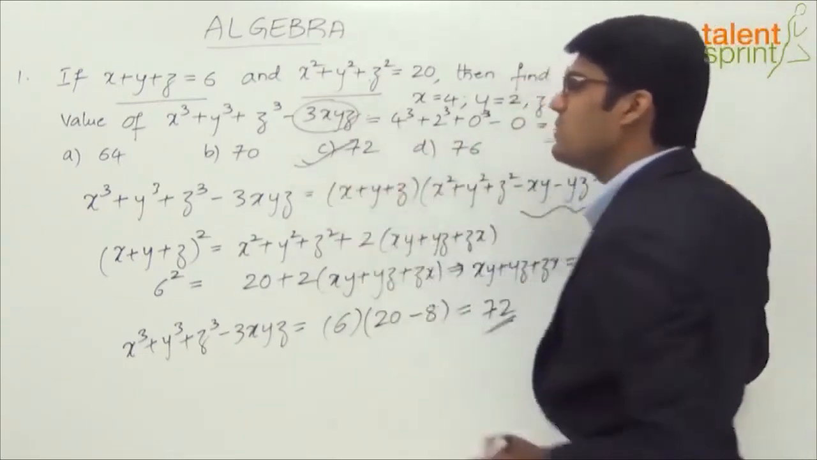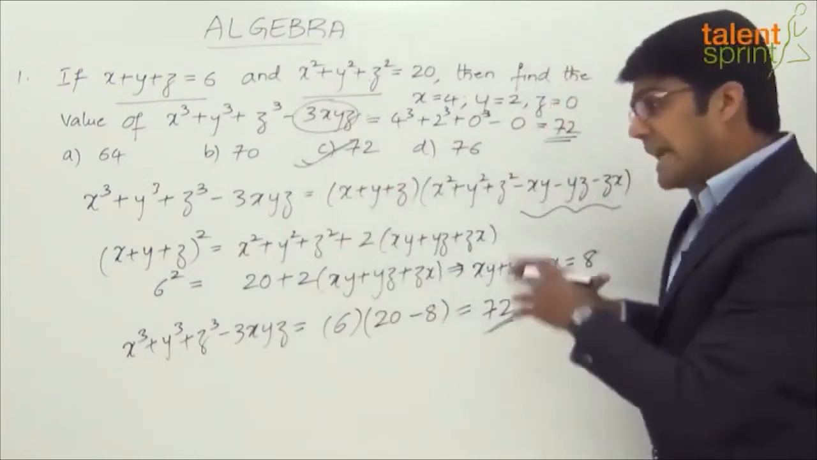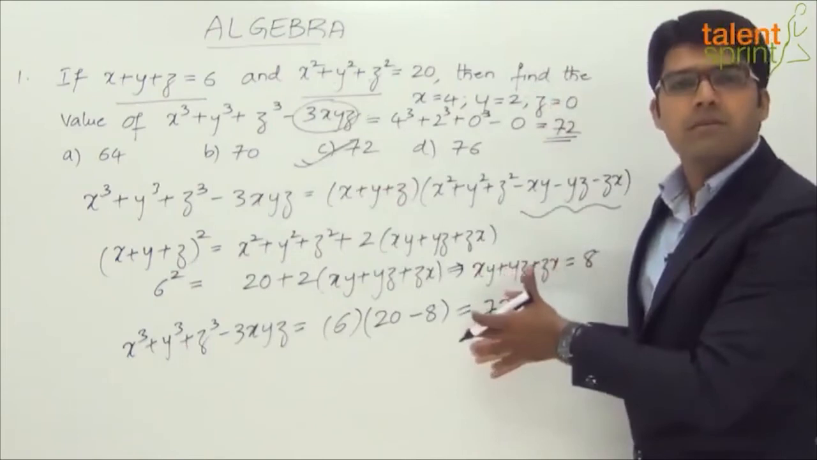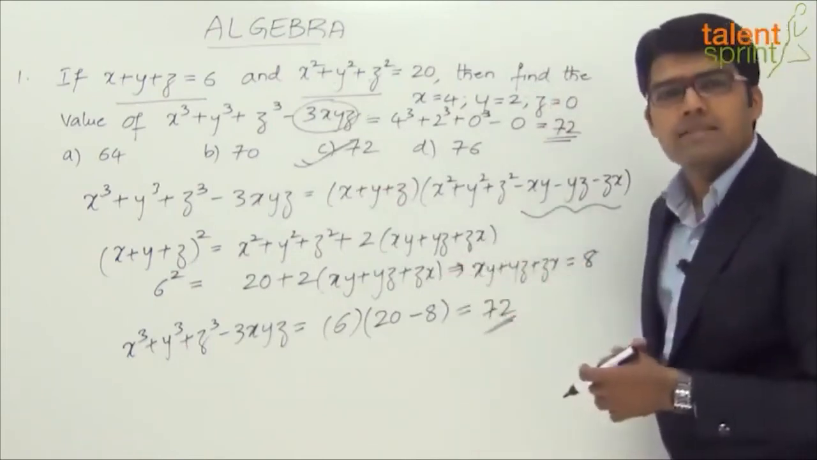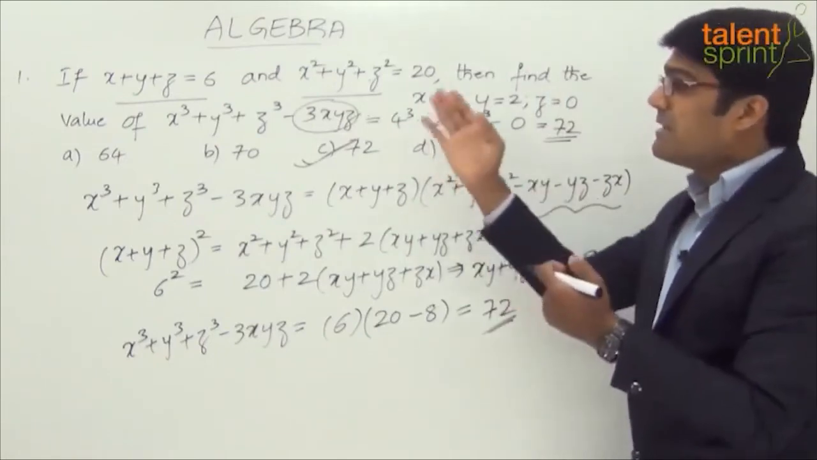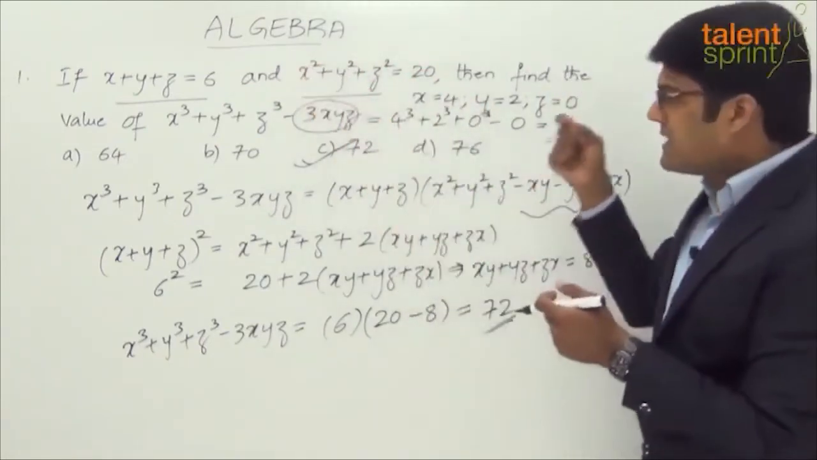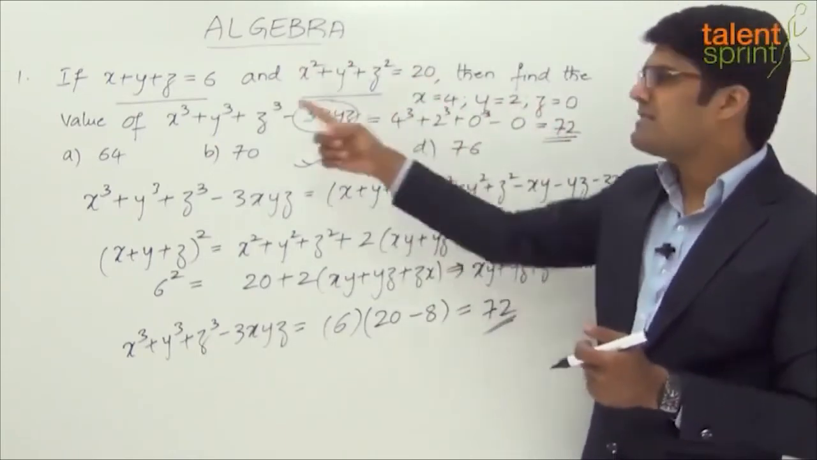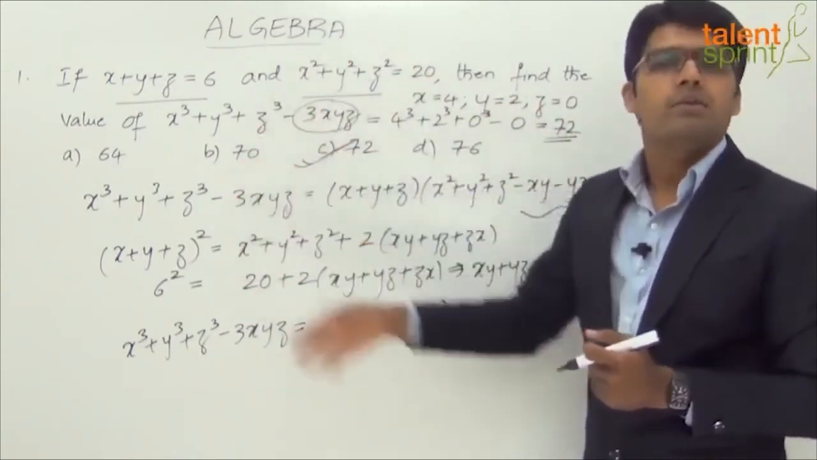Yes, 72 it is. So this is how we can either go ahead with the algebraic identities, using the identities that we have learned and simplify to get the required answer, or do a random substitution, just keeping in mind the given two equations, and once we get the right values of x, y and z which satisfy the given equation, then we can simply substitute them here and find out the required answer.